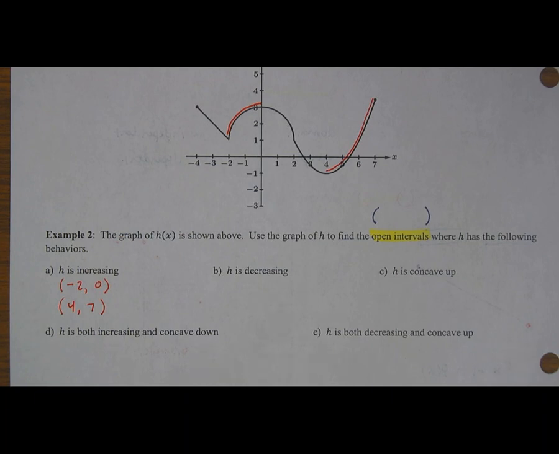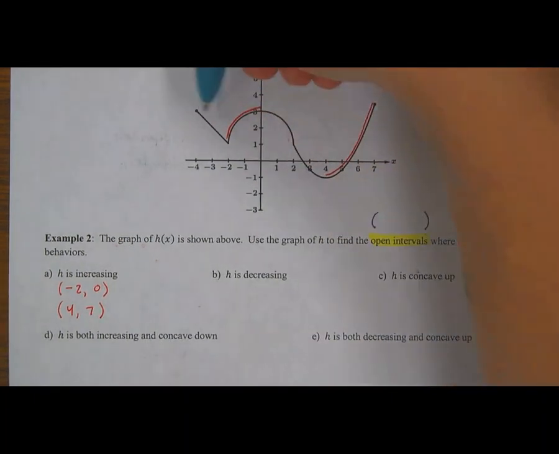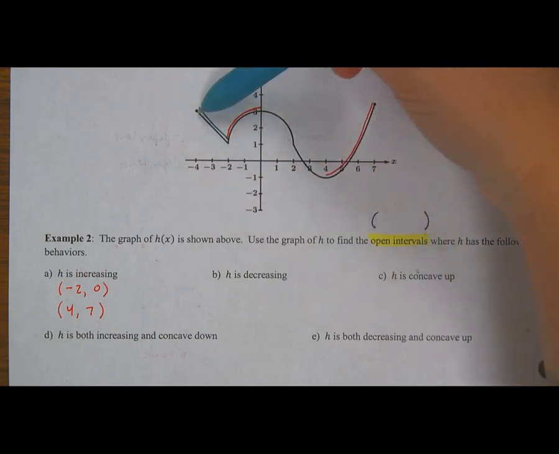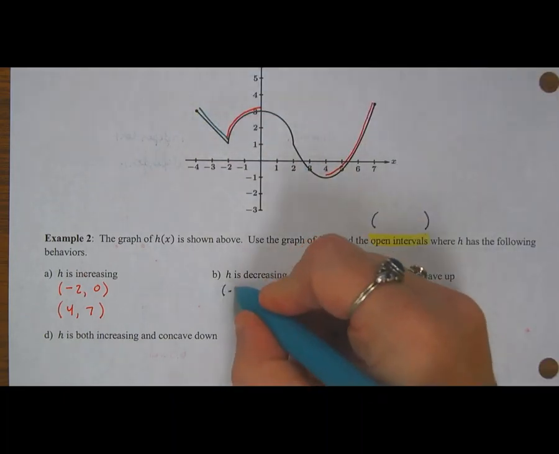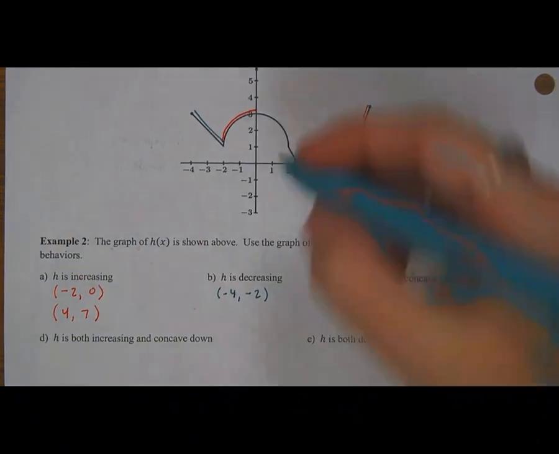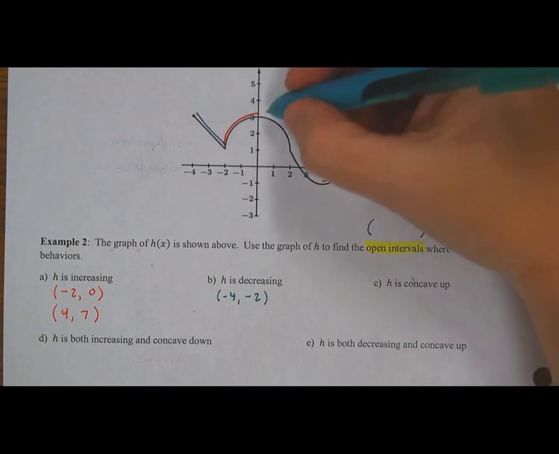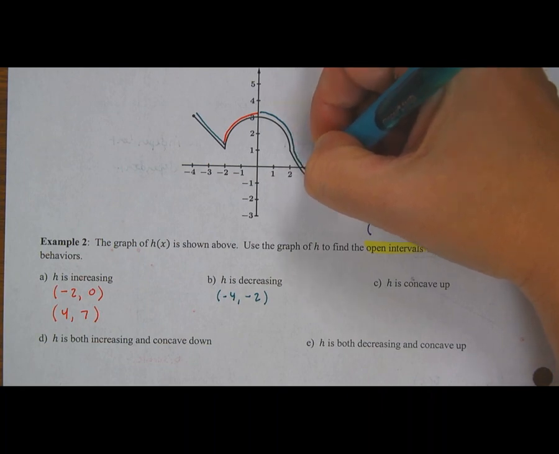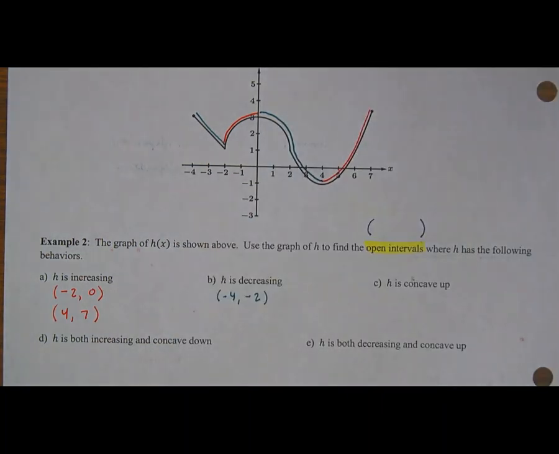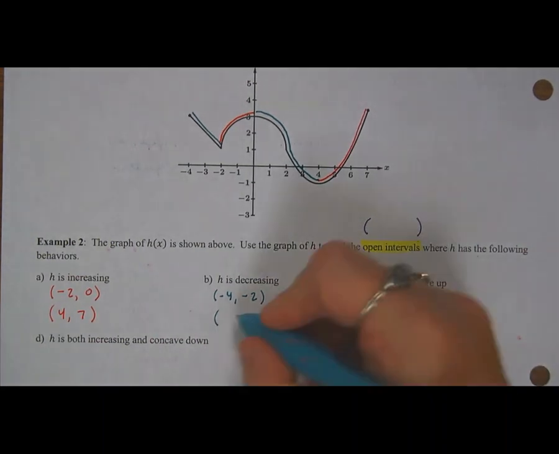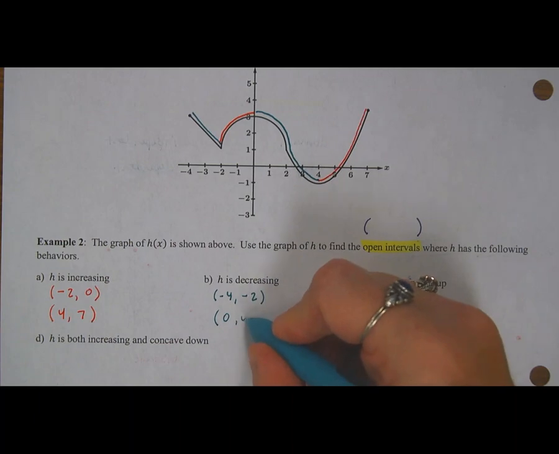Okay, so decreasing. Let's do part B. Starting over here, I'm always going to sweep left to right. I'm decreasing there. It looks from -4 to -2. And then I'm also decreasing starting from 0. I'm still decreasing, all the way to 4. So there's also an interval of decrease from 0 to 4.